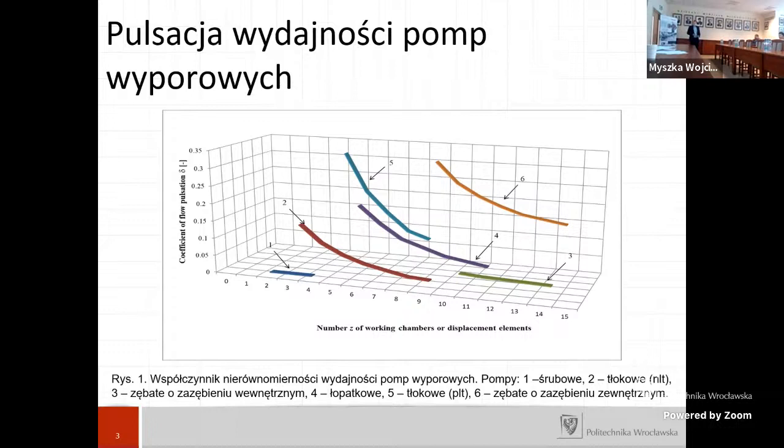Jak Państwo widzą, pompy zębate mają dosyć dużą pulsację, dochodzi do około 30%, zazwyczaj jest to około 20% pulsacji wydajności. Jeśli mamy 100 litrów na minutę wydajności średniej, to przy 20% będziemy mieć plus minus 10 litrów pulsacji, z częstotliwością często od 100 do 300 Hz, w zależności od tego, ile mamy elementów wyporowych, więc ten zakres może się zmieniać.